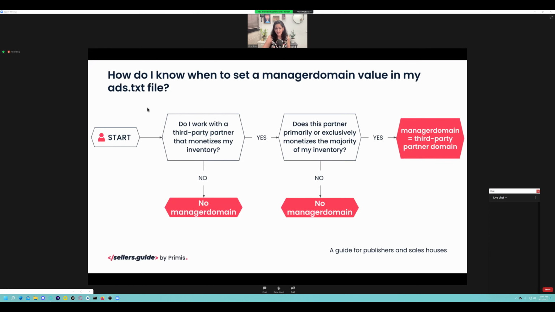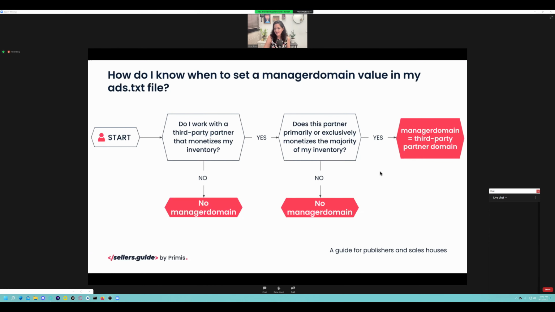So the first question is, do I work with a third-party partner that monetizes my inventory? If the answer is no, then no manager domain, just add an owner domain and that's it. If you do work with a third-party partner that monetizes your inventory, does this partner primarily or exclusively monetize the majority of your inventory? The IAB Tech Lab specs don't say exactly how much is the majority, but I would say at least 80% of the inventory of the website. If it's not, don't put any manager domain.